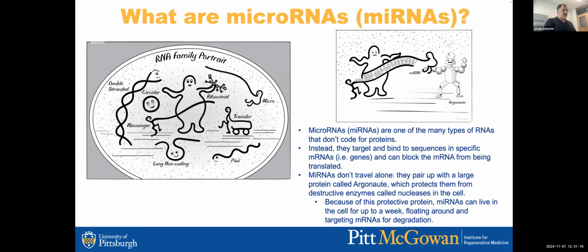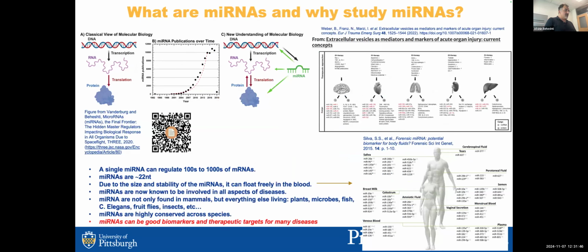So what are microRNAs? Hopefully most people here know about this, so I'll go through this quickly. MicroRNAs are one type of non-coding RNA, and non-coding RNAs are RNAs that don't make proteins. Usually they never travel alone. They have a protein attached to them called Argonaute, which protects them from degrading and helps them get in and out of cells. So microRNAs are actually very stable because of this.